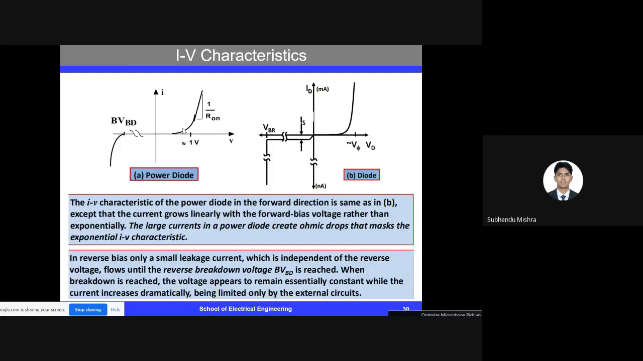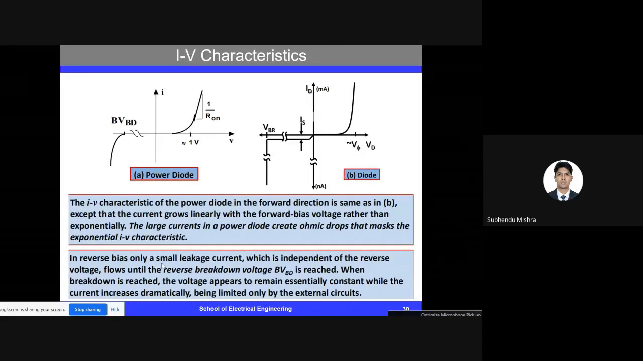But for a power diode, the IV characteristic in the forward direction is the same, but the only difference is that instead of an exponential curve, what you get is a linear kind of curve. As you increase the voltage, you get a linear curve, and this linearity is mainly because the large currents create an ohmic drop across the N minus region, and that masks the exponential IV characteristic. So instead of an exponential curve, you will get a linear kind of characteristic in the forward region.